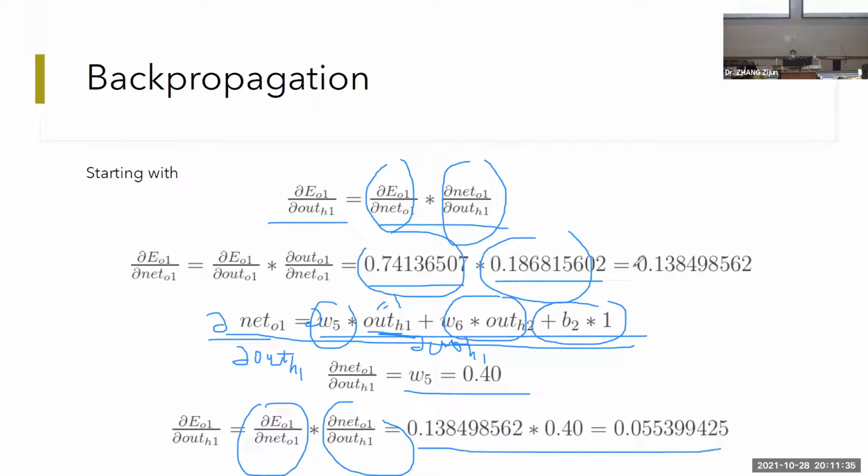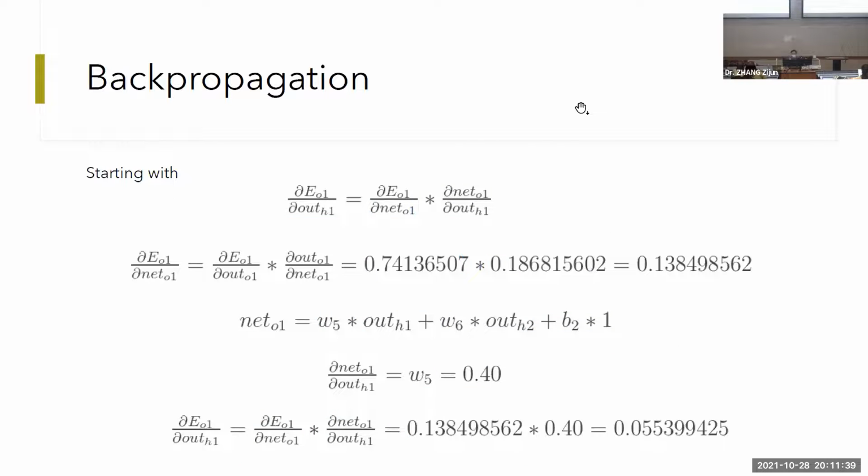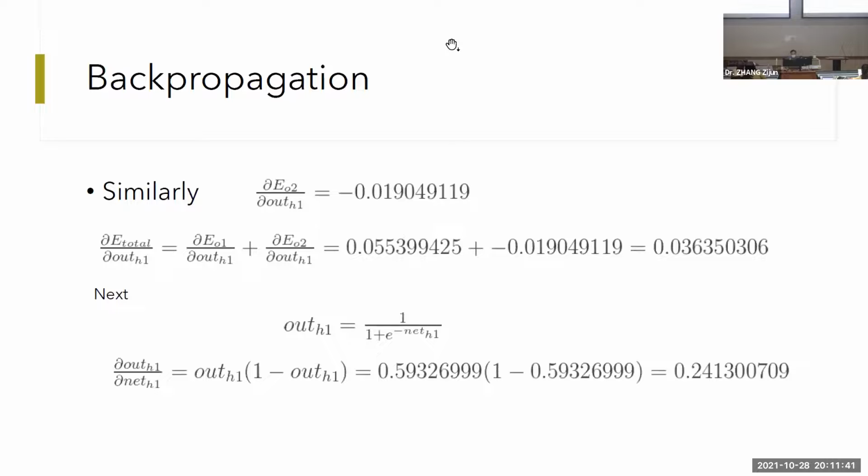So it's 0.055399, okay? And similarly, we can obtain this term, which is equal to a negative value. Then we add them together and we obtain the first derivative term, which is equal to 0.036.